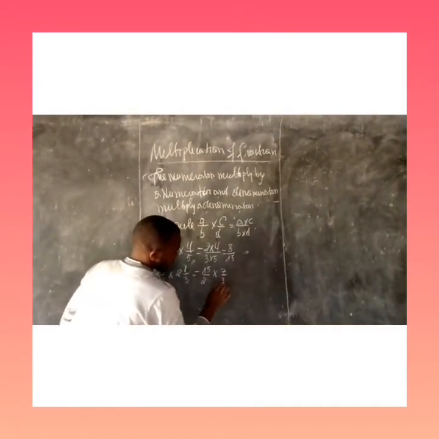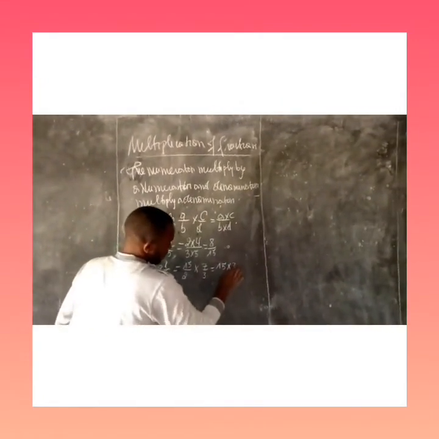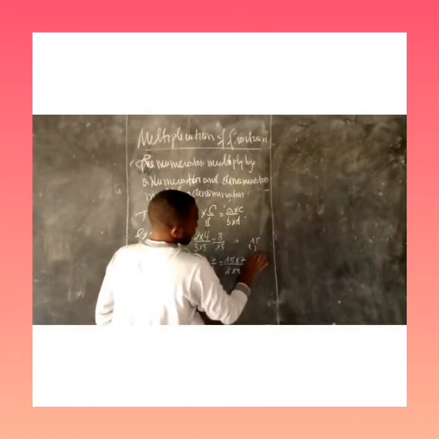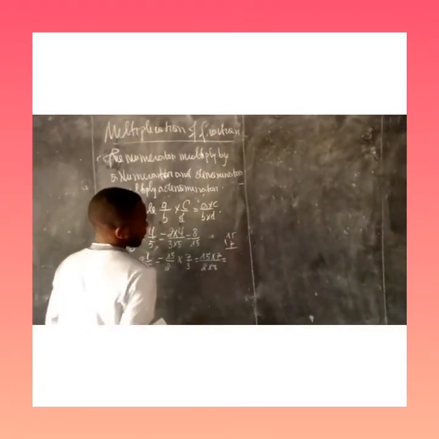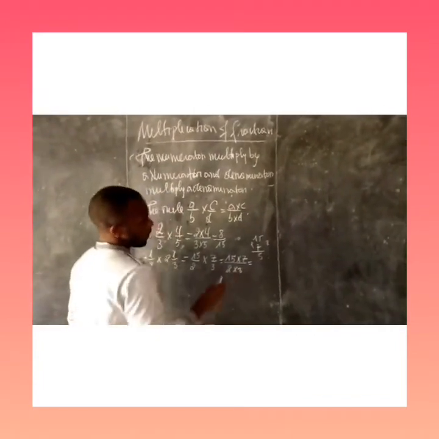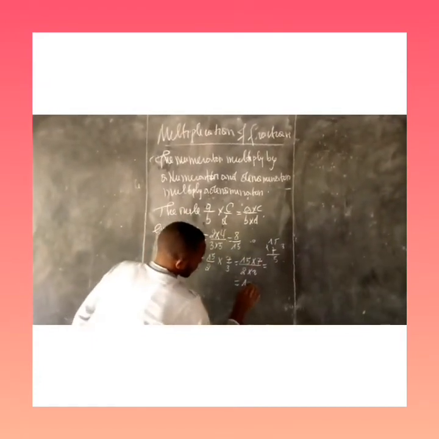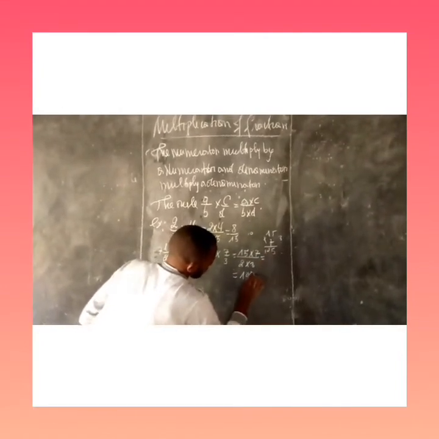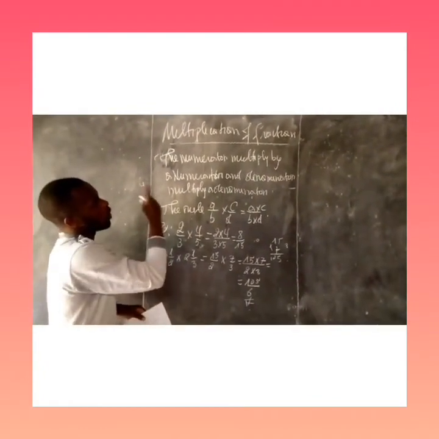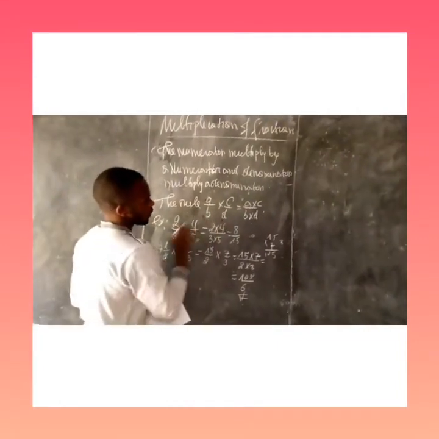get 7 over 3. Now we get 15 times 7 over 2 times 3, because it is multiplication, which is equal to 15 times 7, we get 105 over 6. This is a multiplication of two fractions where you have to multiply numerator by numerator and denominator by denominator.